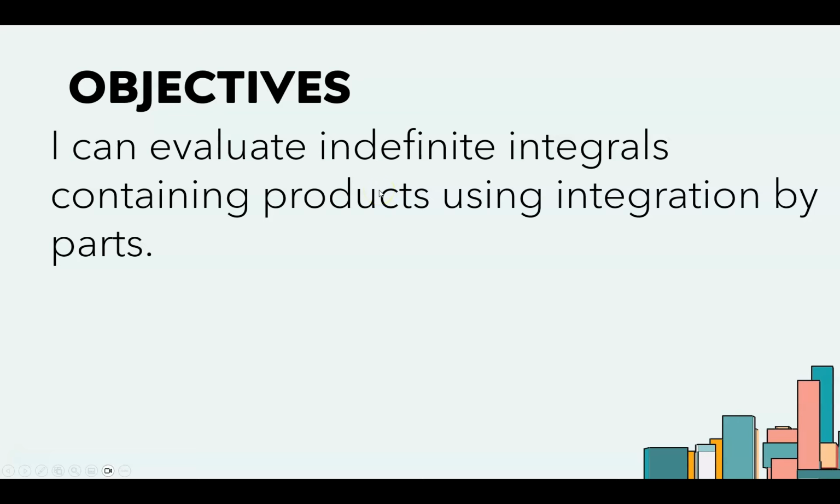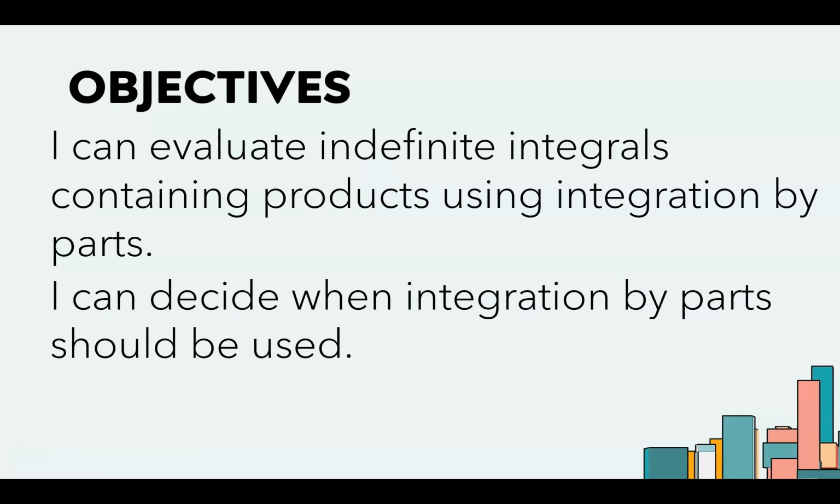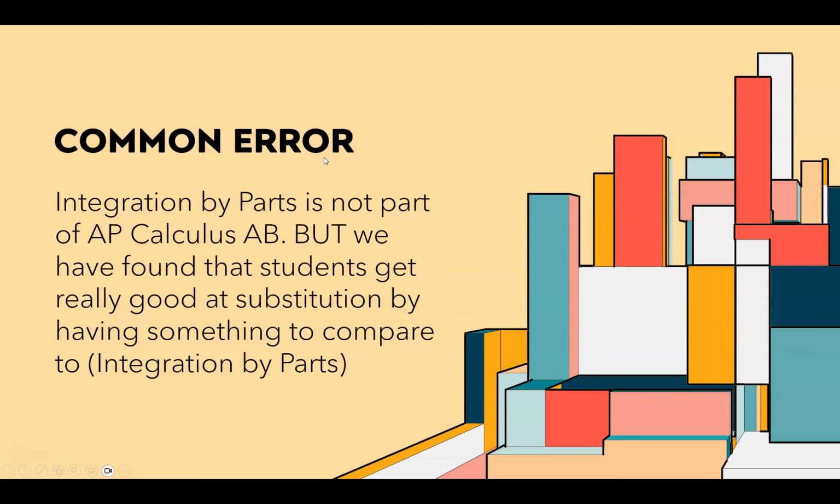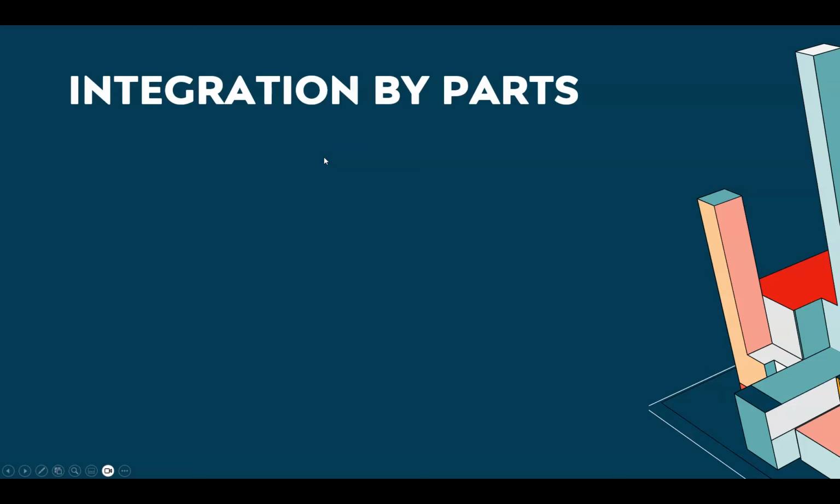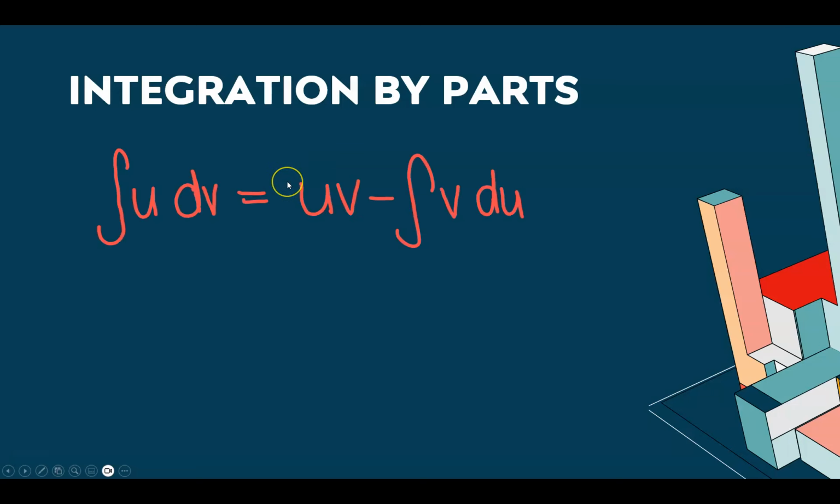Hopefully, you're already starting to evaluate indefinite integrals that contain products using integration by parts. And hopefully you're starting to see that those products are the results of product rule, not chain rule. That's the main thing we have to decide. Except sometimes, like you saw with the antiderivative of natural log, you use integration by parts when you really don't have any other options. So we're going to use this formula.